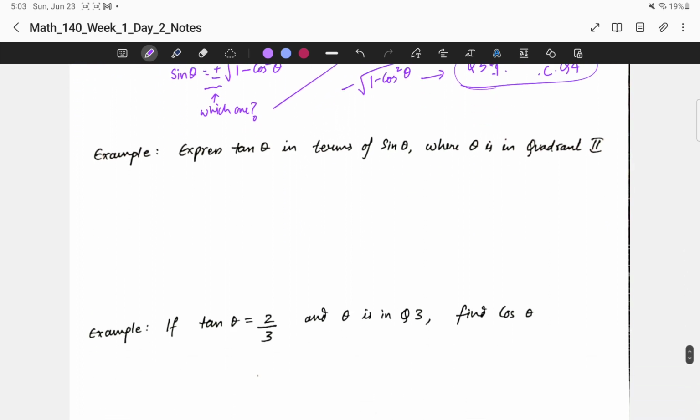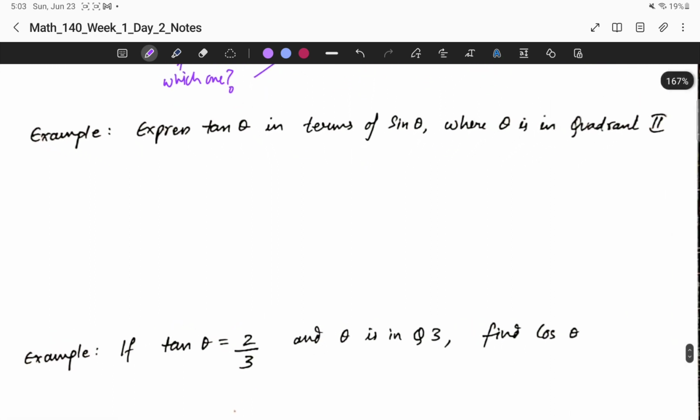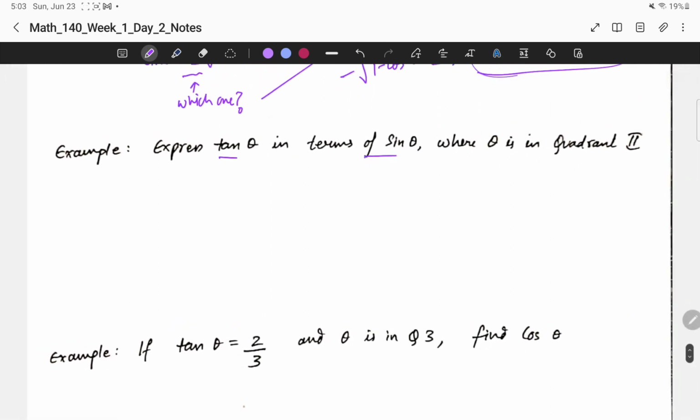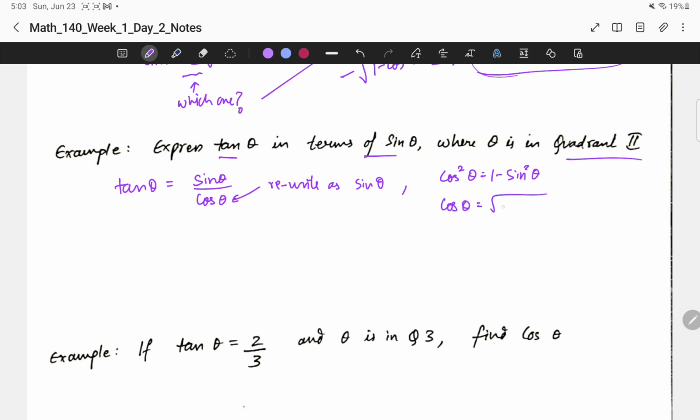Okay, next one. Express tan theta in terms of sine theta, where theta is in quadrant 2. Now we already know that tan theta is the ratio of sine theta over cosine theta. Now we want it to be all in terms of sine theta. So I need to rewrite the cosine in terms of sine. Now recall cosine squared theta is 1 minus sine squared theta. So cosine theta is plus or minus the square root of 1 minus sine squared theta. But which of these am I going to take? In quadrant 2, only sine is positive. So in quadrant 2, cosine is negative, which means I'm going to take the negative square root.